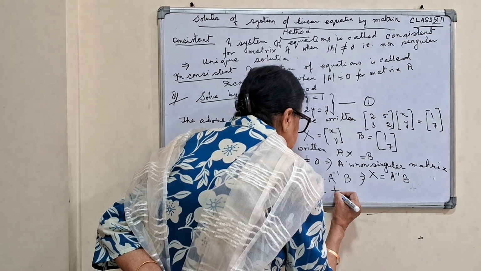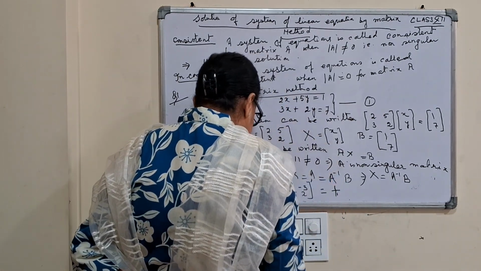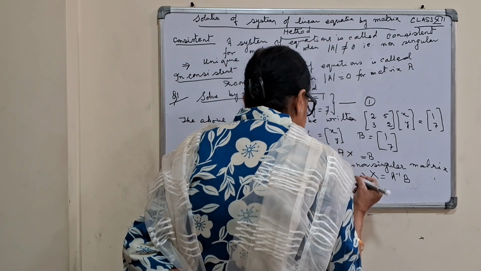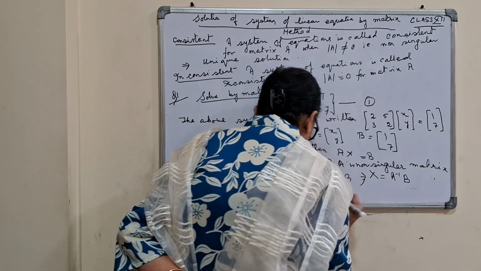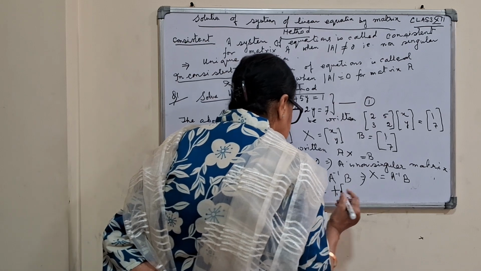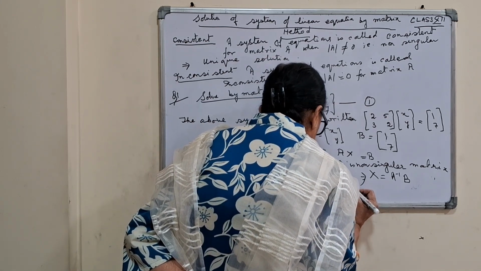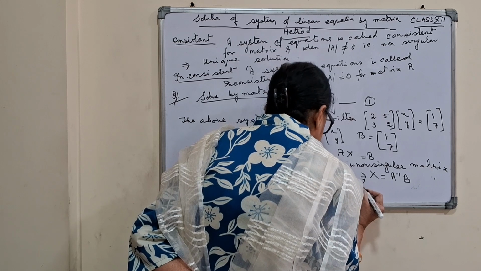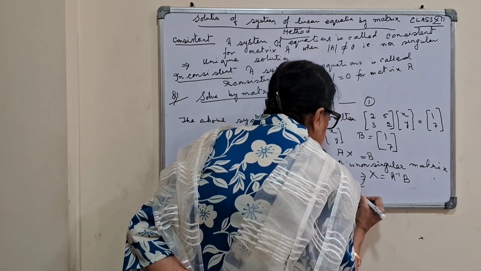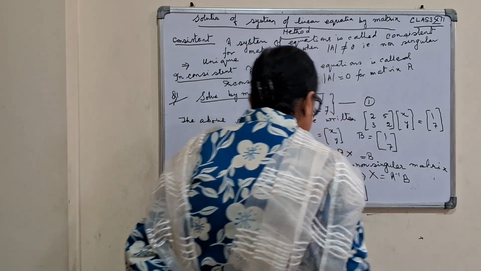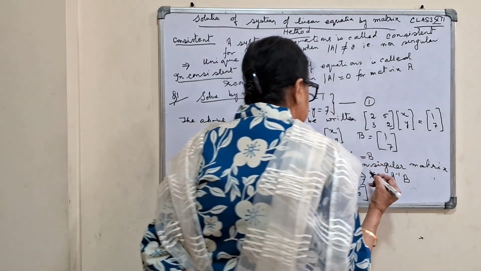So A inverse is 1 by minus 11 times the matrix [2, minus 5; minus 3, 2]. Done? Okay. Then A inverse B.